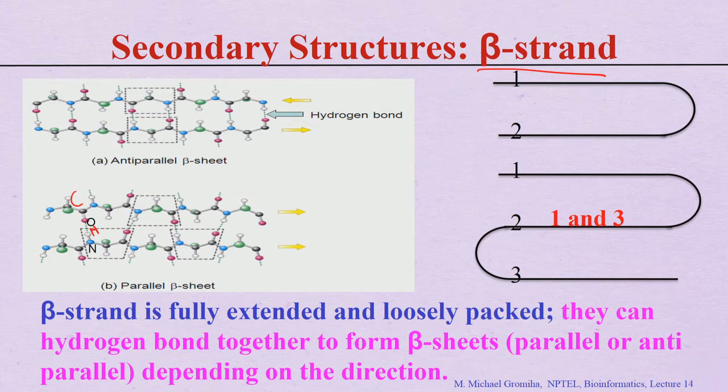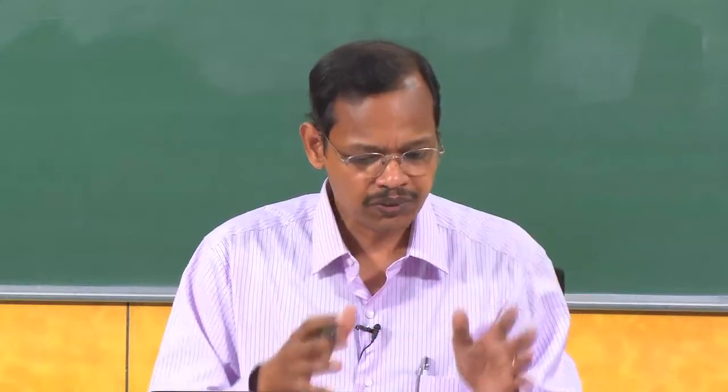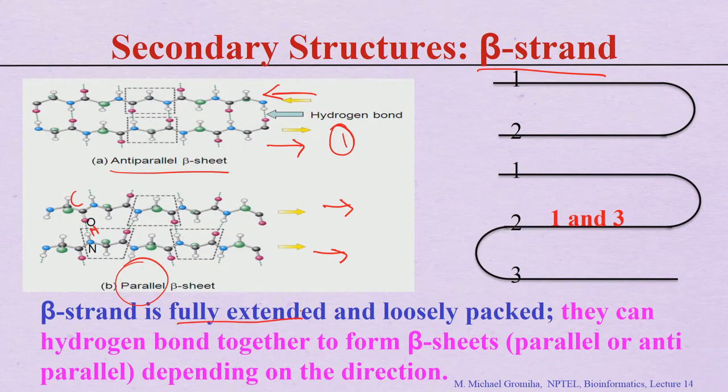Here I give two different examples. In this one the chains go in two different directions. One chain is going right to left and the second one is going left to right. In this case we call this the anti-parallel beta sheet. In the second example, the chains run from left to right in the same direction, so this is called a parallel beta sheet. If we compare alpha helices and beta sheets, alpha helices are closely packed, and beta sheets are completely extended and loosely packed. They form hydrogen bonds together to form beta sheets, either parallel or anti-parallel depending on the direction.